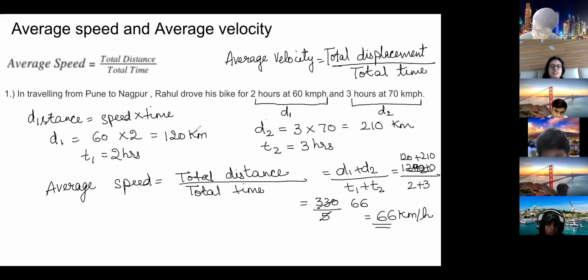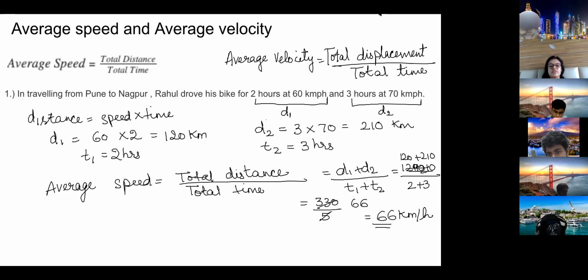Formula is total distance upon total time, because distance is not given, but two speeds are given. So you will find out the distances like this. The most commonly asked question is asked this way only. So you have to find total distance. D1 and D2 you will add, you get total distance, and total time. Time is given in two parts, so time you will add. So total distance upon total time gives you 66 kilometer per hour as the average speed. Okay.